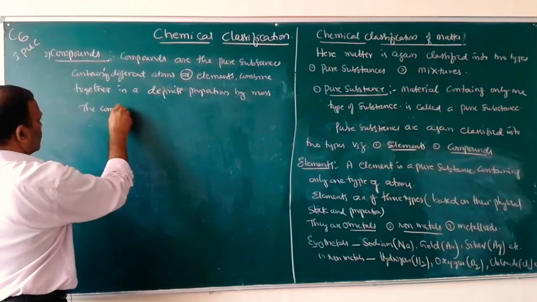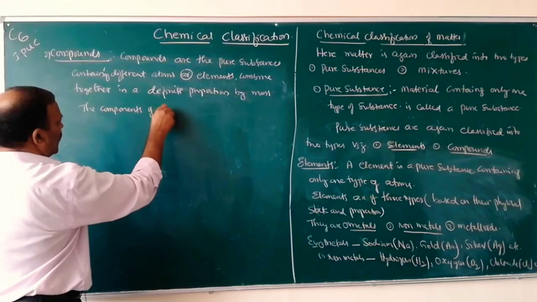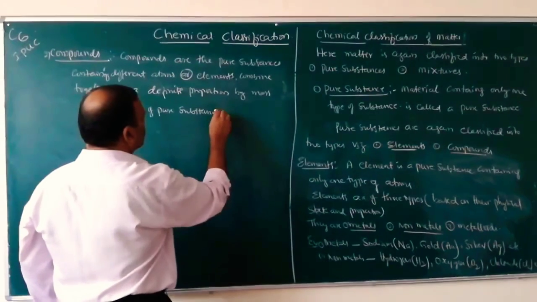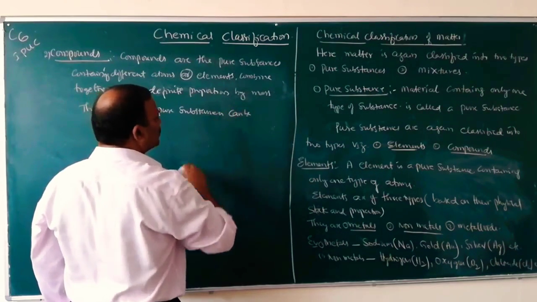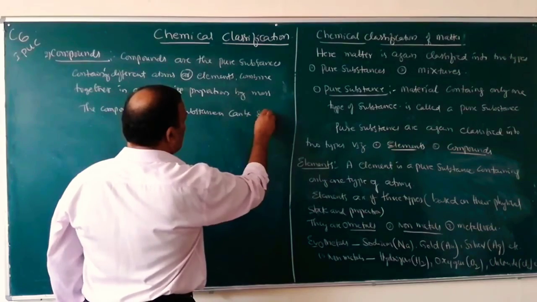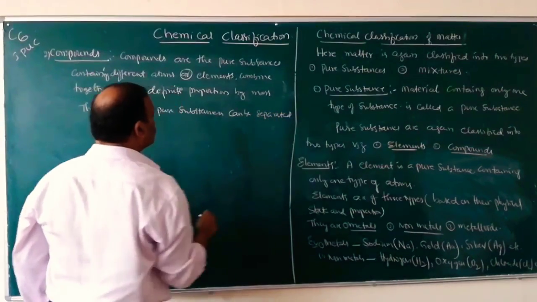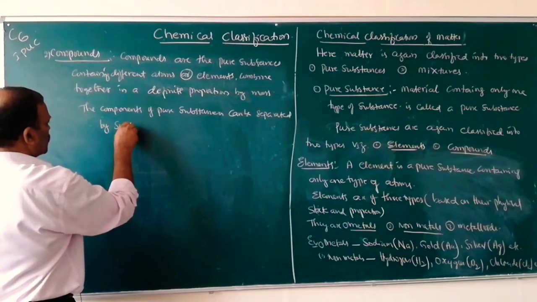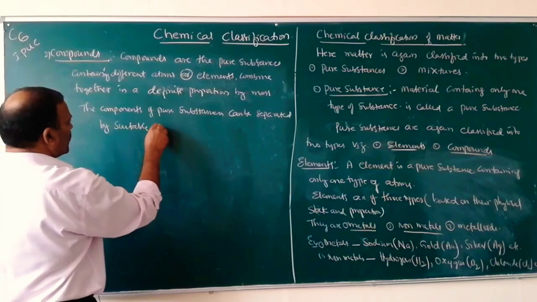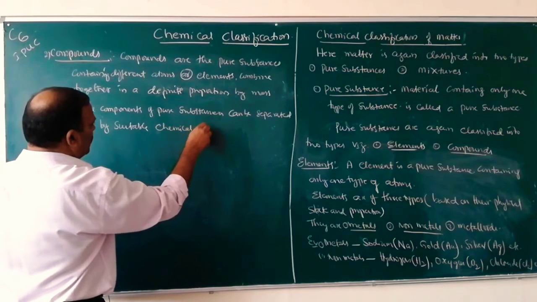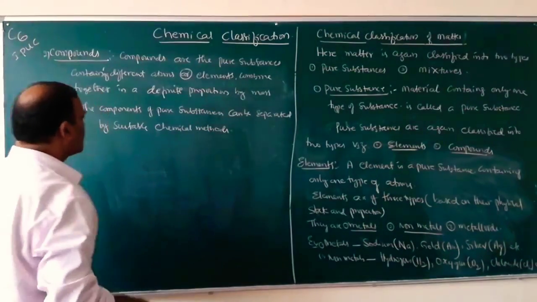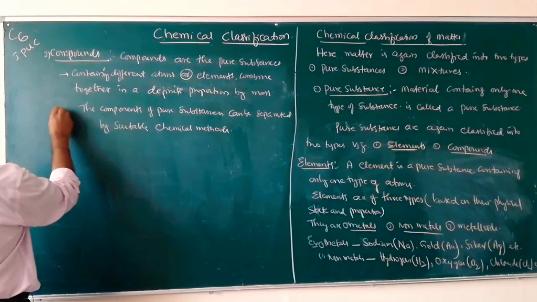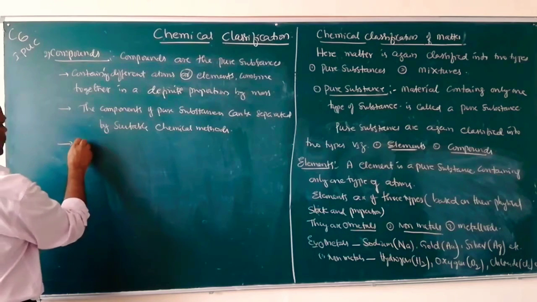The components of pure substances can be separated by suitable chemical methods. This is the first point, and this one the second point, and this is the third point.